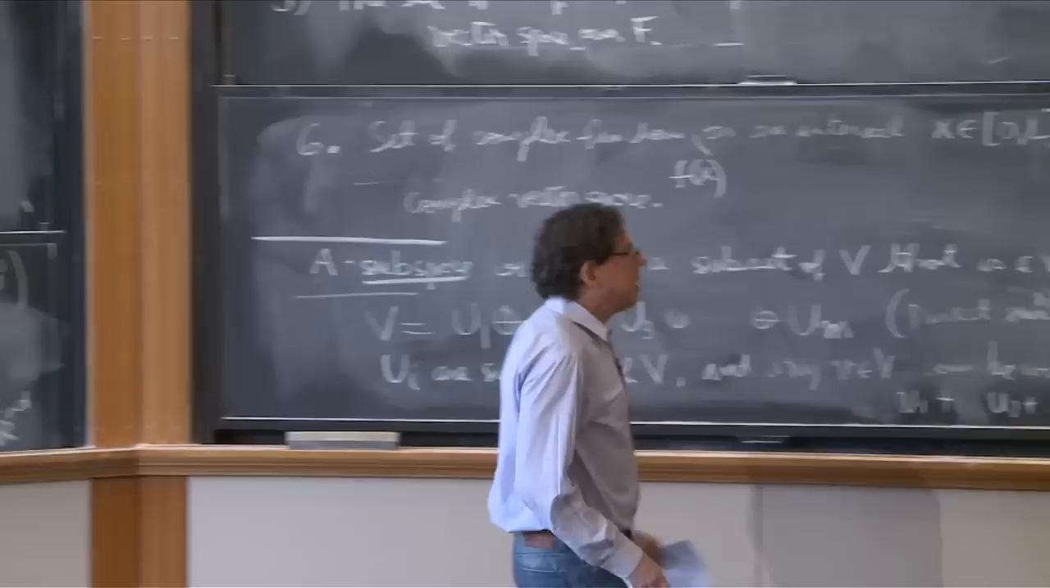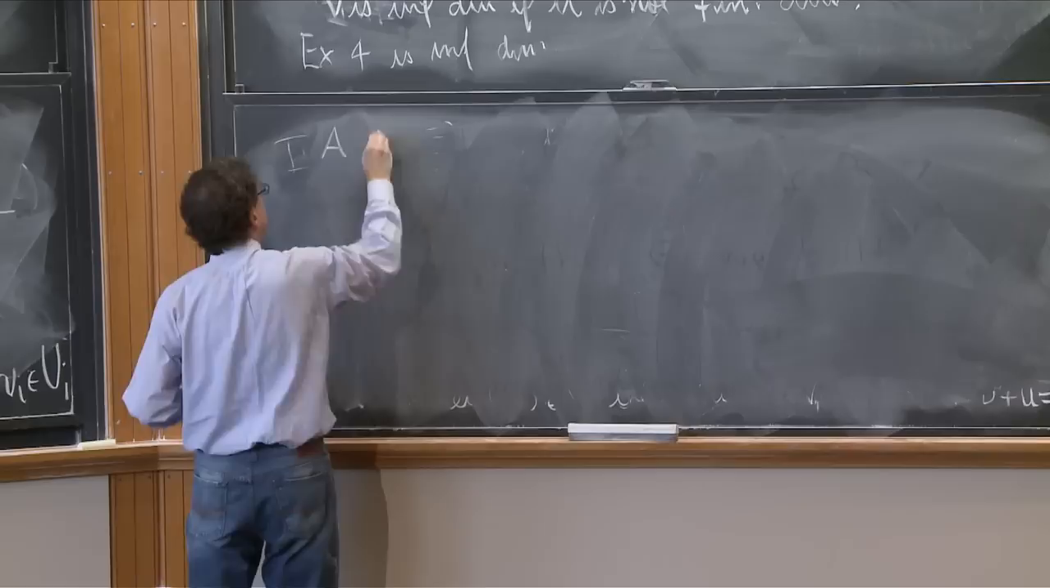A list of vectors is linearly independent. A list is linearly independent.